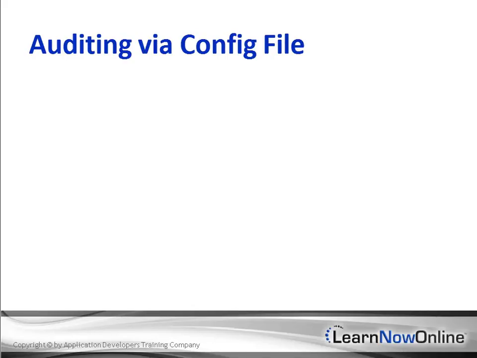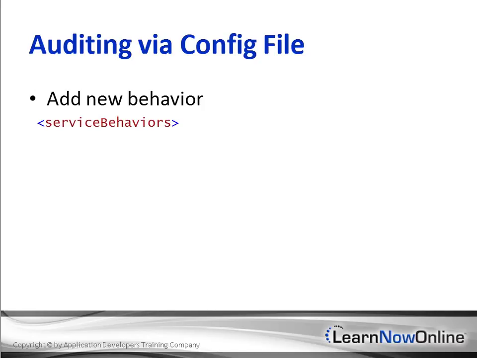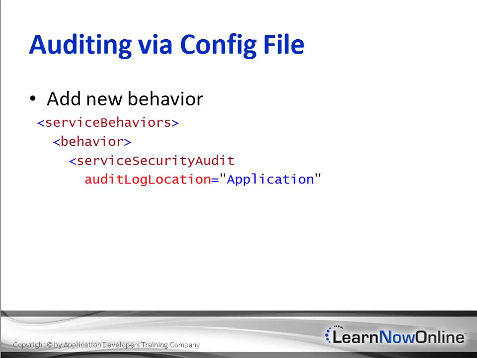WCF lets you configure auditing either via config file or API. I'll start with config file. The first thing you need to do is add a new behavior. It'll be a service behavior, and you use the service security audit element. This first attribute, audit log location, could be set to either application or security log, and you would find these log entries in the System Windows Event Viewer.